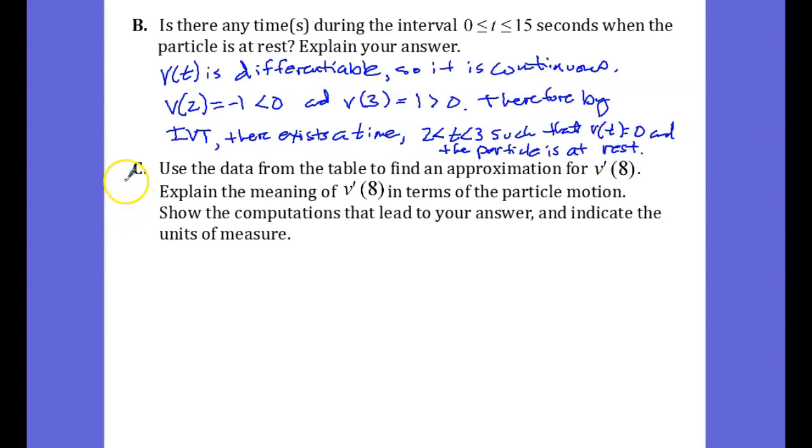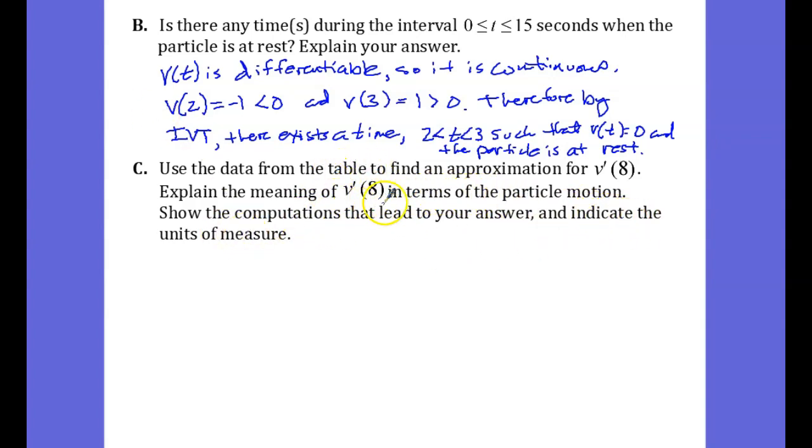Moving on to part C, use the data from the table to find an approximation for v prime of 8. Explain the meaning of v prime of 8 in terms of the particle's motion. Show the computations that lead to your answer and indicate the units of measure.